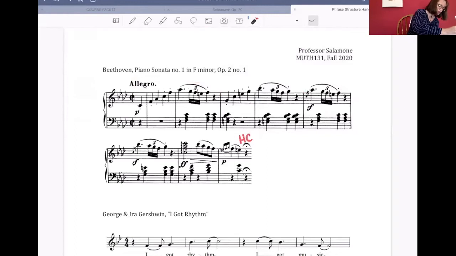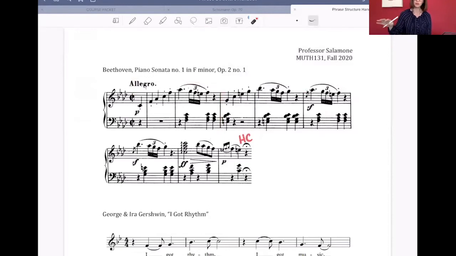So measures 1 through 2. We've got this rising arpeggiation through the first measure. The contour peaks on the downbeat of measure 2. 16th note triplet figure that leads us into our resting note.